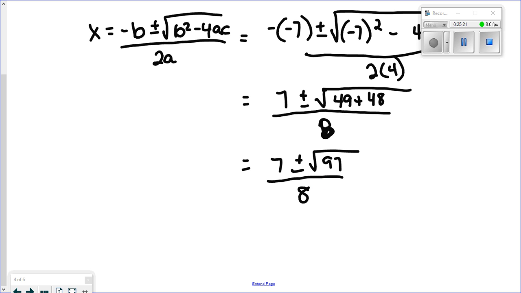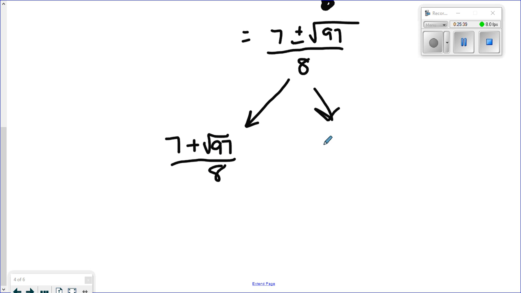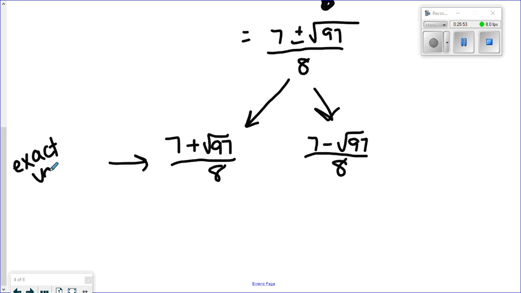So 97 is not a nice perfect square. We can't square root it. It's somewhere between 9 and 10, but it's not easy to figure. So we're going to look at our two situations. 7 plus the square root of 97 divided by 8, and 7 subtract the square root of 97 divided by 8. And so at this point, these are actually our exact values.